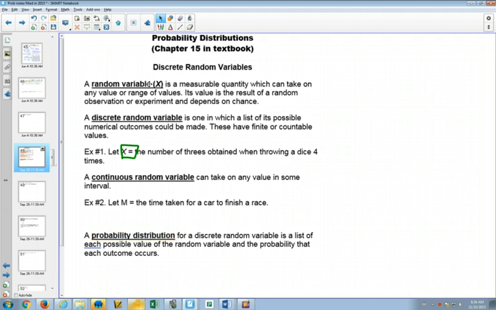A probability distribution, and it works only for the discrete random ones because it has to have a countable amount, is just a list of each possibility and the probability that it occurs.